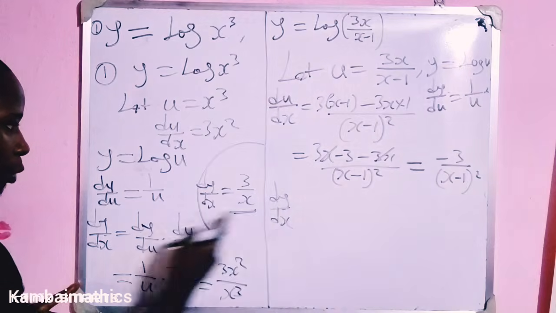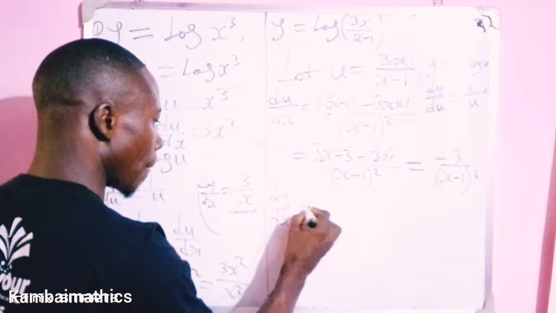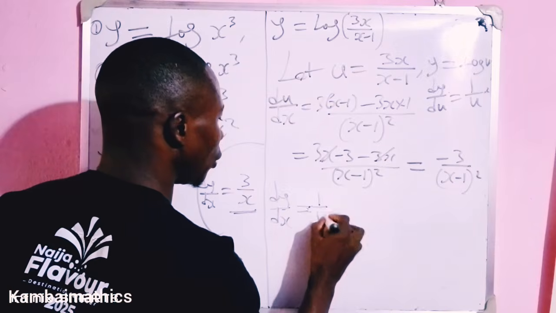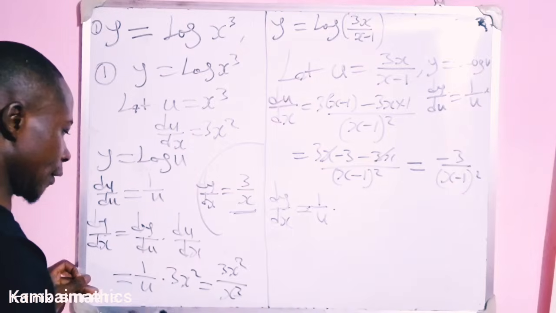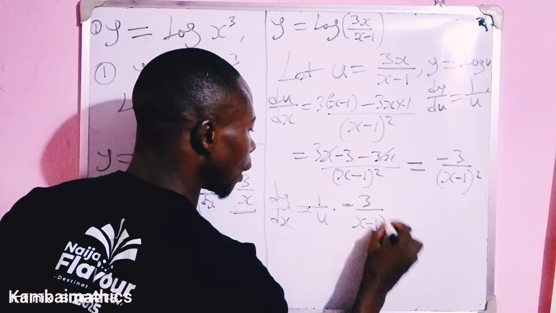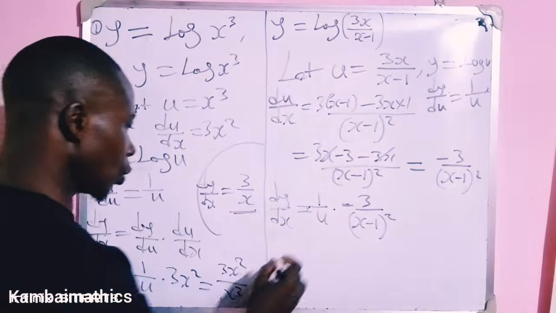dy over dx is equal to dy over du times du over dx. So dy over du is 1 over u, times du over dx. du over dx is this one, which is minus 3 all over (x minus 1) all in bracket squared.